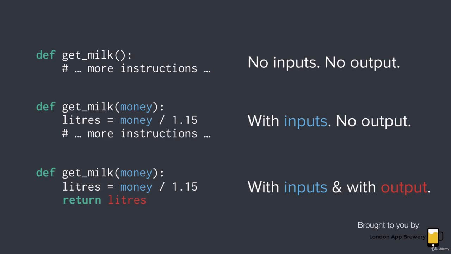Finally, we encountered functions that have both inputs and outputs. The key here is that functions with outputs have a return statement. The output is whatever comes after the return keyword. And the way to remember this is that if you're ever dating a programmer and you tell them to go to a supermarket and buy some milk and they never come back, it's because you haven't told them to return anything.